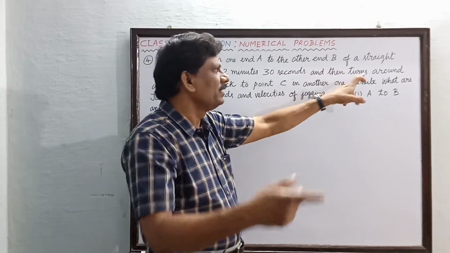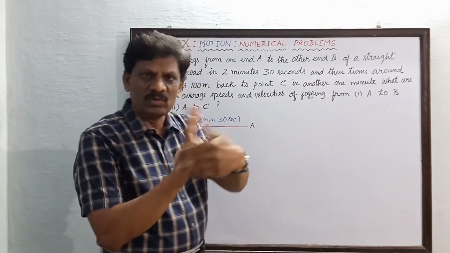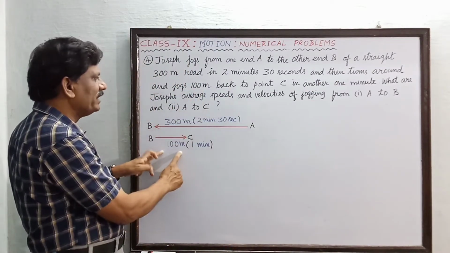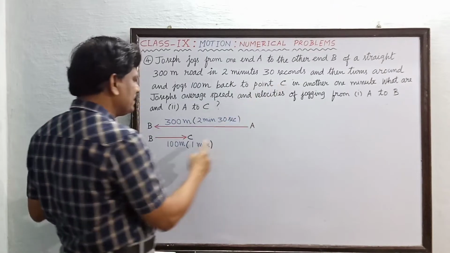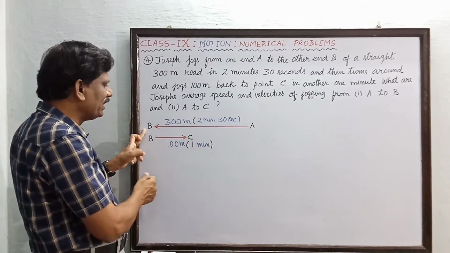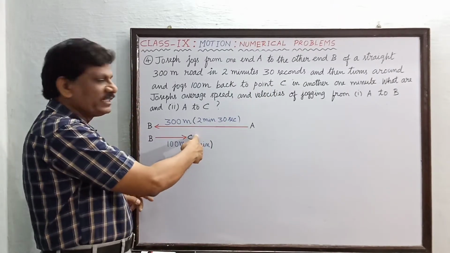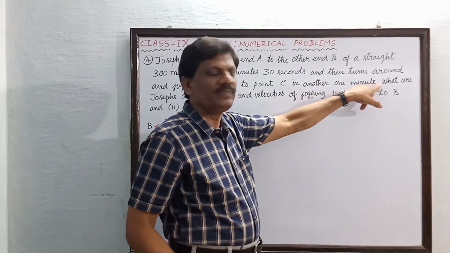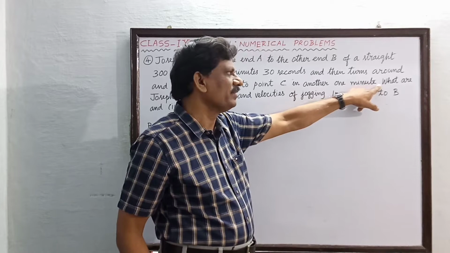And then he turns around, about turn, understand? He turns around and jogs another 100 meter back to point C. So he returns from the point B in the opposite direction up to the point C in another 1 minute. Okay, he takes a 1 minute time.